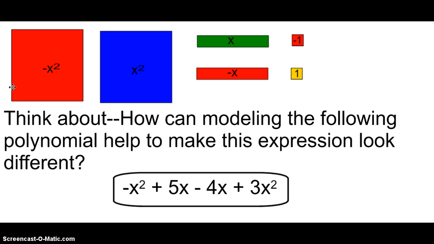Now here's a think about question to bring with you tomorrow. How can modeling the following polynomial help to make this expression look different? You see here negative x squared plus 5x minus 4x plus 3x squared. I can model this. It's easy. I already have done it before. But I think there's something I can do to make it look different.